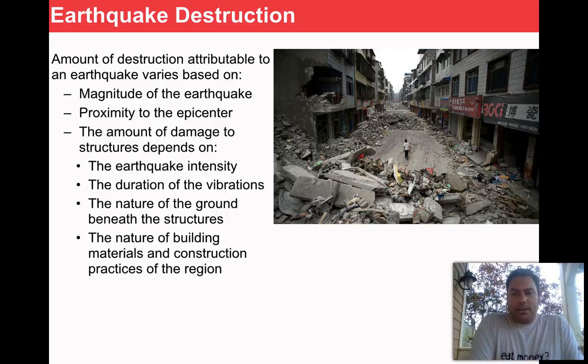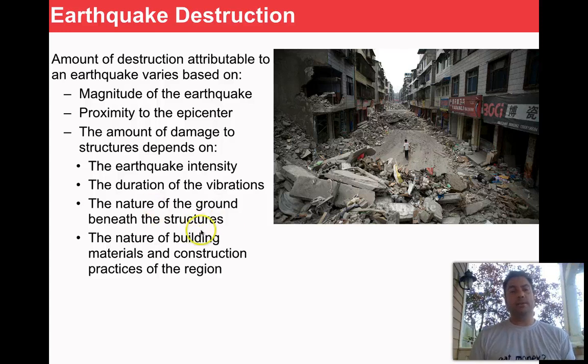So what is it that determines the amount of destruction that will be experienced in a given vicinity? First off, how close you are, the proximity to the epicenter, the magnitude, of course, the amount of energy released. We've been talking about both of these things. But it also depends on the structures themselves. You know, the earthquake intensity, right? Some buildings can survive better than others. The duration of the vibrations. So some earthquakes only last a few seconds, some last a couple minutes. The ground can move in some cases for several minutes, 4 or 5 minutes.